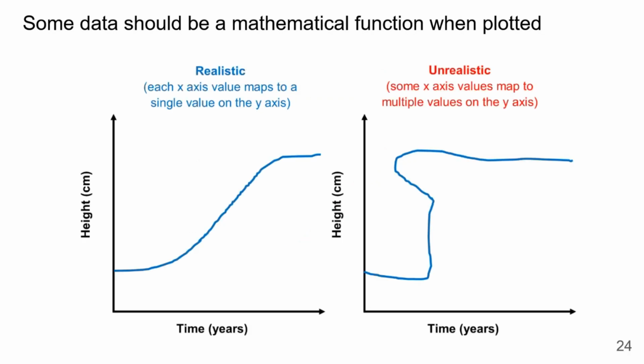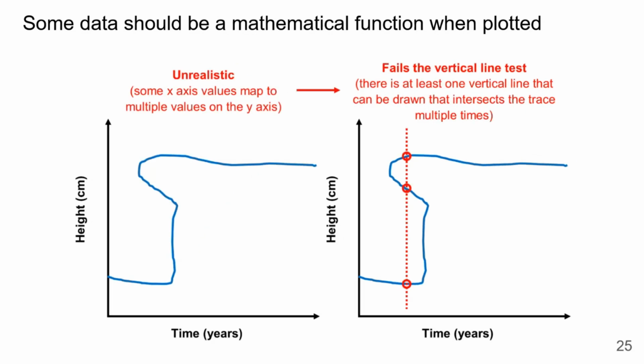If the graph looked like this, where you have times on the x-axis that correspond to multiple values on the y-axis, that doesn't make a lot of sense. So this is not a mathematical function, putting this in mathematical terms. And the way that you can tell is that you can draw a vertical line through this trace that intersects the trace multiple times. So if such a vertical line exists that crosses over the trace multiple times, then the plot fails the vertical line test.